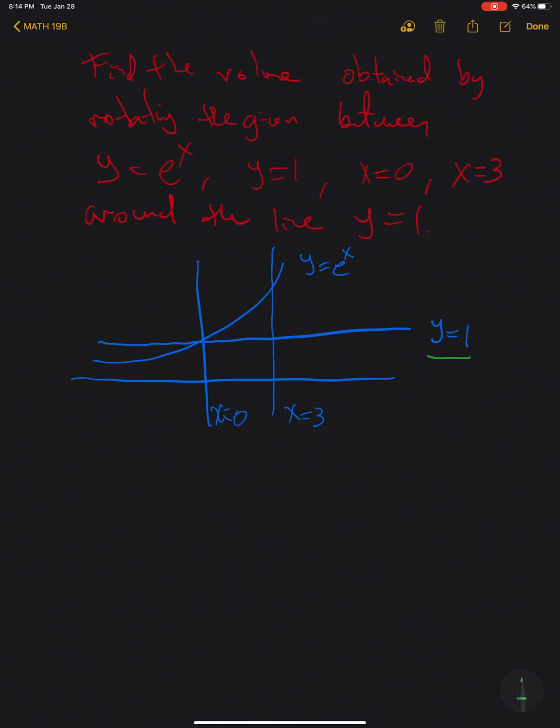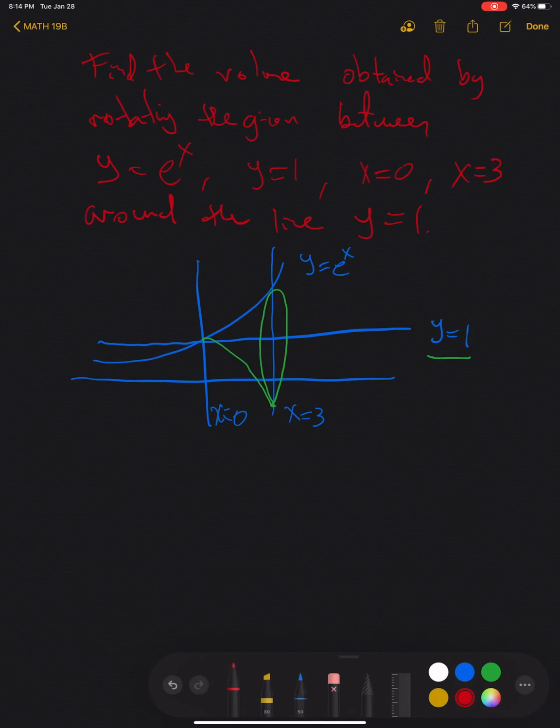So again, for reference, the solid obtained when rotating this part is going to look like this little trumpet. When I look at one of the cross sections, the cross sections are going to be these discs that we're going to find over here. The most important part is that the radius of these discs is actually going to be the line between the two functions e to the x and y equals 1. That difference is going to give me the radius.